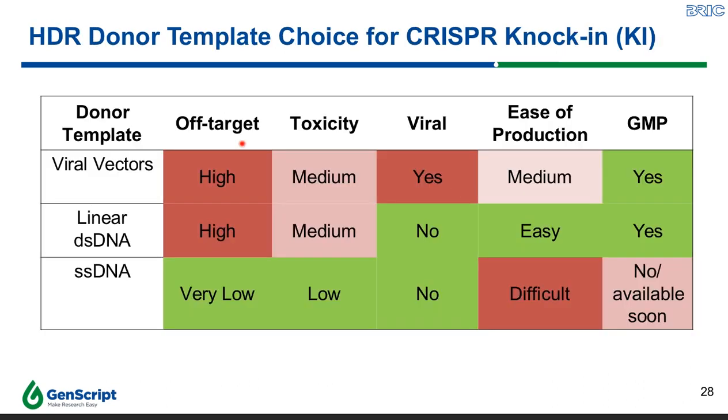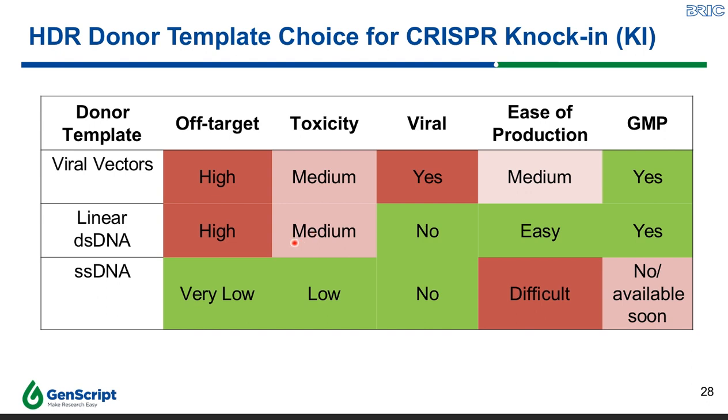So here is a table that summarizes the advantages and disadvantages of these three different platforms. As I mentioned, the use of viral vectors to deliver the donor template is commonly used due to its high transduction and transfection efficiency, but the off-target rates and the higher toxicity are the main concerns among researchers. And while the use of linear double-strand DNA may achieve a high on-target rate, the off-target rate and high toxicity remain to be resolved.